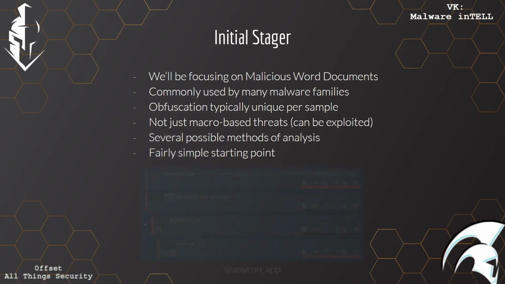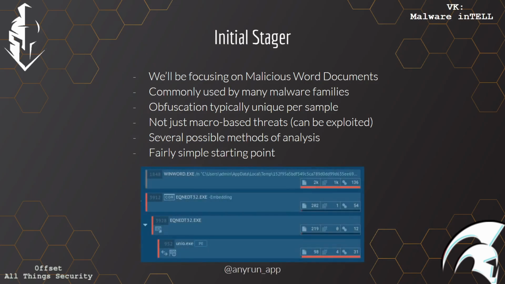As you can see here, this is the equation editor exploit shown in AnyRun, which is a great sandbox software. Microsoft Word is started up, equation editor all of a sudden starts executing, which will then go ahead and download a file called unio.exe, which, as you can probably guess, isn't the normal behavior of equation editor.